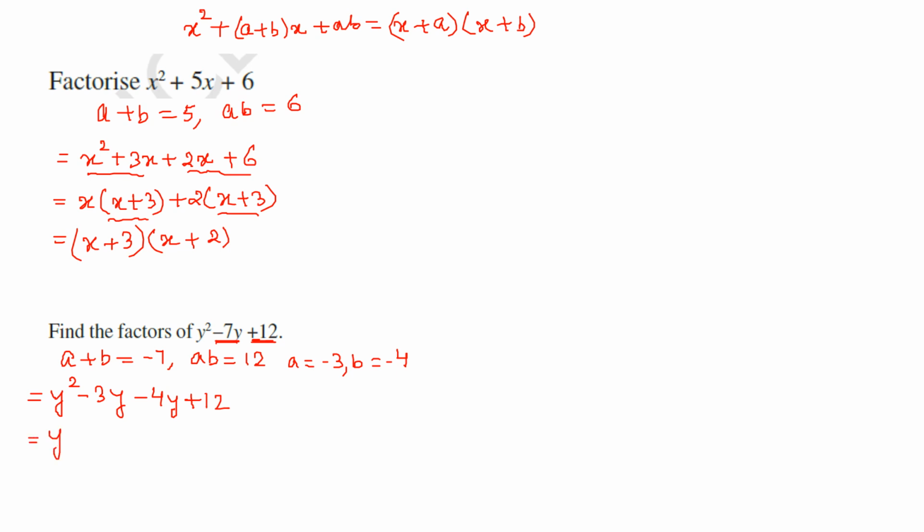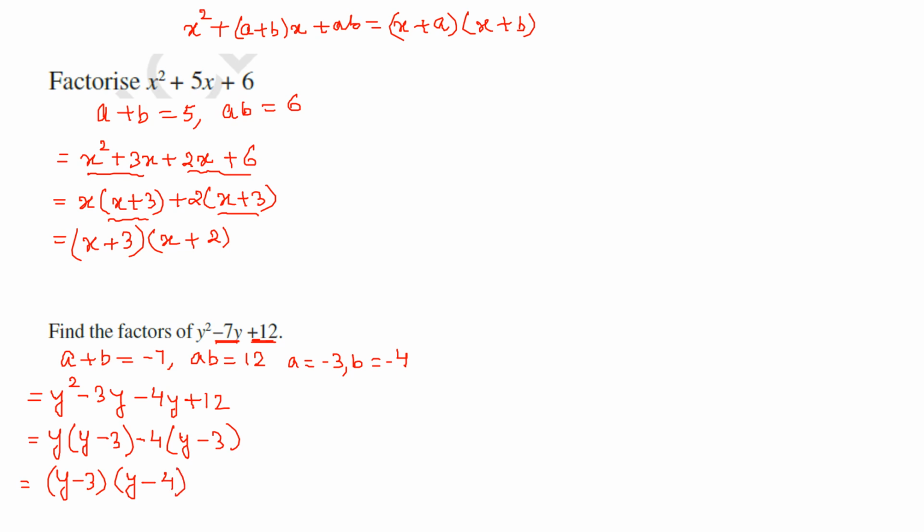Now from the first two terms, I can take y common. So it will be y minus 3. From the last two terms, I can take minus 4 common. So it will be y minus 3 again. Okay, don't get confused here. Here it is minus, so minus 4 into y will give me minus 4y, and minus 4 into minus 3 will give me plus 12. So again, if you see in both the terms, y minus 3 is common, so I will take it out. So from the first term, y will be left, and from the second term, minus 4 will be left.